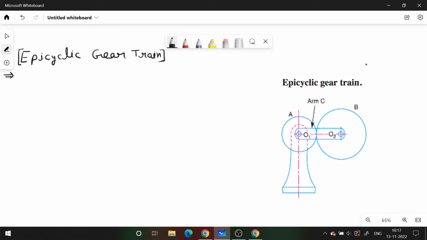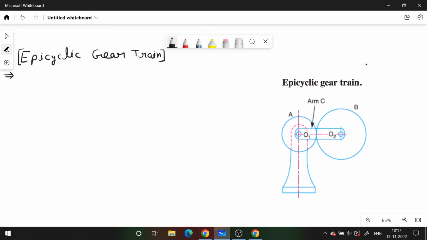If the arm O1 O2 is fixed, the axes of the two shafts on which wheels A and B are mounted will be fixed, and we will get a simple gear train. Gears A and B then make a simple gear train. Hence gear A can drive gear B or vice versa.